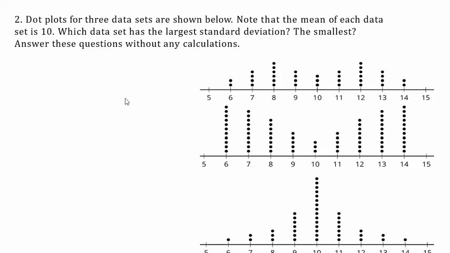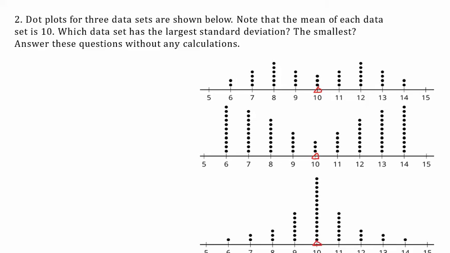And it says dot plots for 3 data sets are shown below. Note that the mean of each set is 10. So they're just telling us that. We could put that in our little table here by putting, let's see, where should I put this little triangle? Like here. Okay, for each of these. So they all have the same mean, the same balancing point.